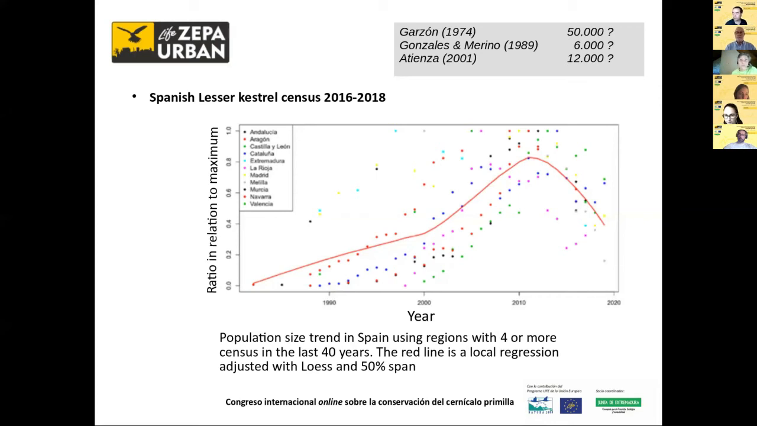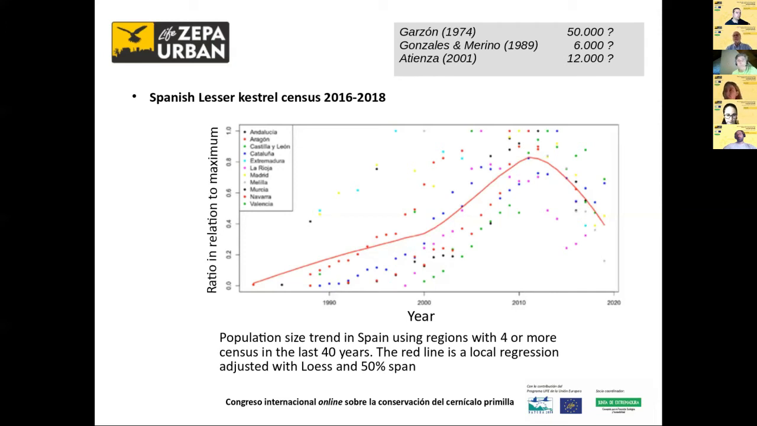To try to find out what has happened, what we did is to evaluate all the information available from historical censuses in the last 40 years. And in this graph, we are showing what we estimate, in a red line, has been the population trend for the last 30 years.